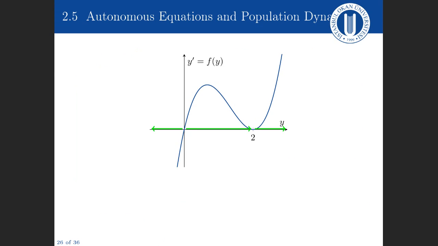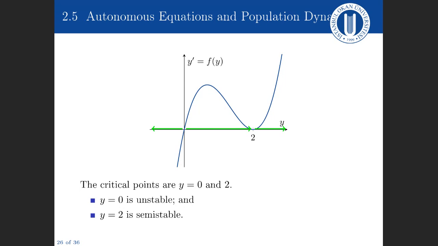Let's make this a little bit neater. Here we are. Using a computer, this is the graph of this function. The critical points are 0 and 2. y equal to 0 is unstable because both arrows move away. At 2, one of the arrows is moving towards it, one of the arrows is pointing away. So y equal to 2 is semi-stable.